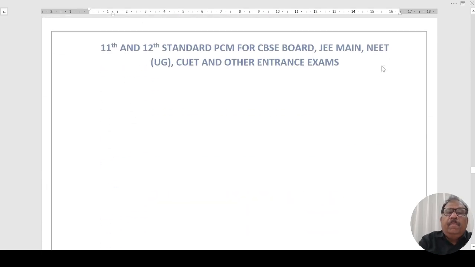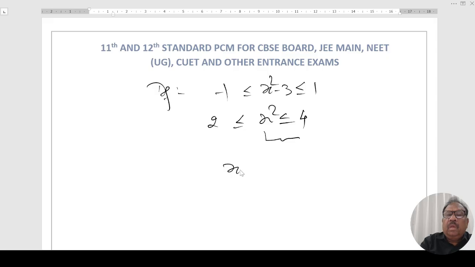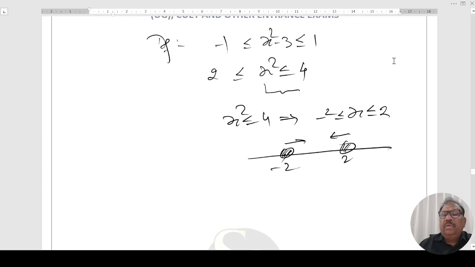Therefore, the domain of the function will be, x square minus 3 between minus 1 and 1. That is x square between 2 and 4. If we consider this, x square less than or equal to 4 means x is less than or equal to 2 and greater than or equal to minus 2. It means minus 2 to 2, a closed interval in between, right?